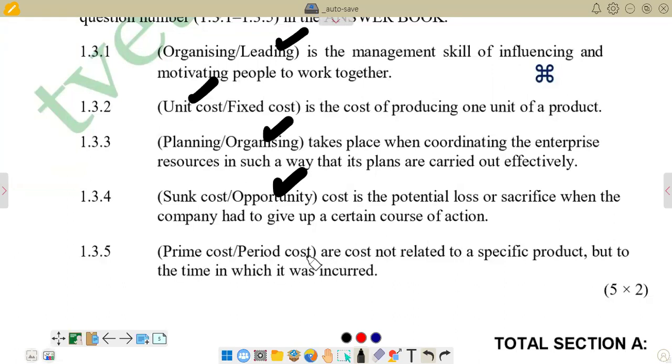1.3.5, prime cost or period cost are costs not related to a specific product, but to the time in which it was incurred. So remember, we've got prime cost and period cost. Prime cost, remember, we're adding direct materials and direct labor, which makes it not correct to put it here. But period cost becomes correct, which explains the cost not related to a specific product, but to the time in which it was incurred. So period cost is the most appropriate that we have there.